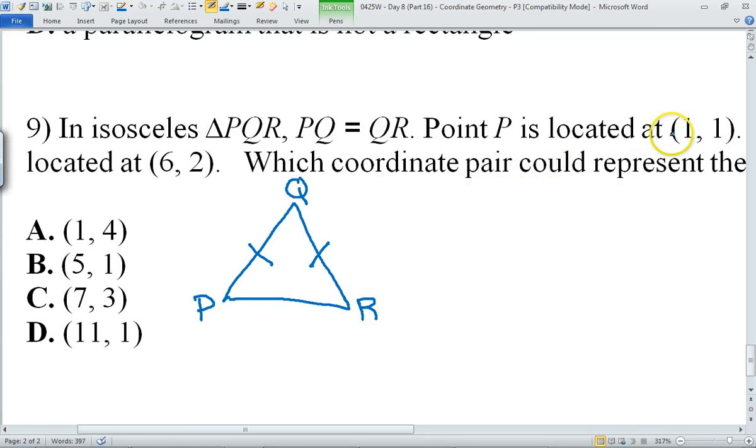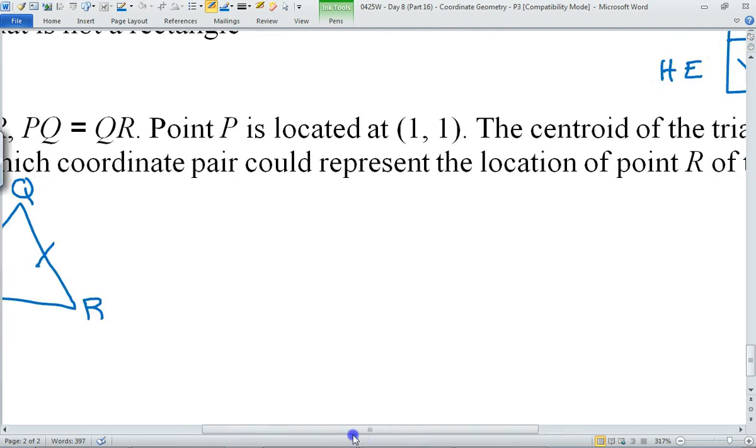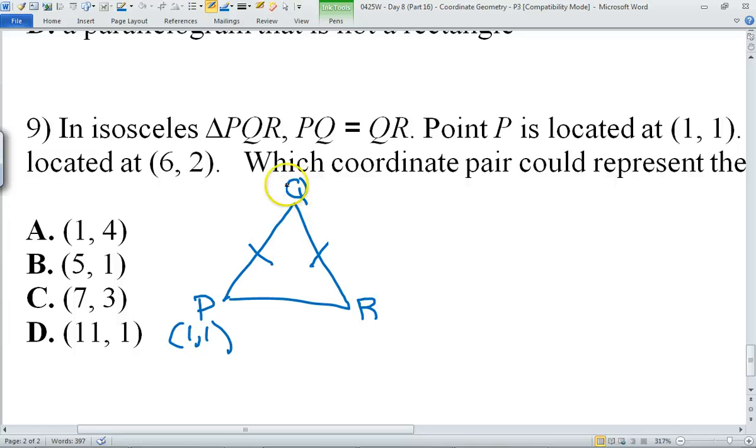Now, point P is located at 1, 1, so I'll label that. What else do I know? Anything? Oh, it mentions the centroid. The centroid of the triangle is 6, 2. Huh, that's weird. So the centroid, let's say it's in there, is going to be 6, 2. Wow, what in the world am I going to do? I'm supposed to find the coordinates of point R, because that's my question mark.